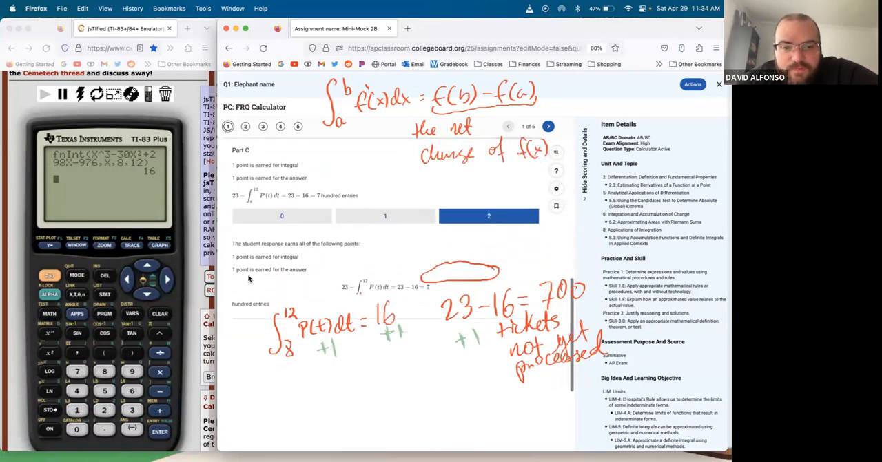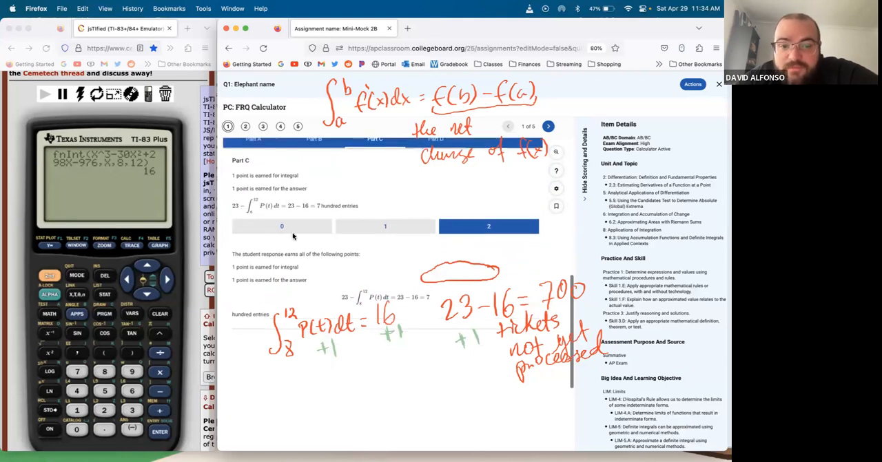So you got 1 point for the integral. As I said before, you get 1 point for that, but then you just get 1 point for doing that as well. Okay, so you did not have to set it up this way. If you wanted to, that's fine. But you have to at least write out the integral and show that you're going to do 23 minus that value. That's where you're going to get your points from. So this was only a 2-point question.